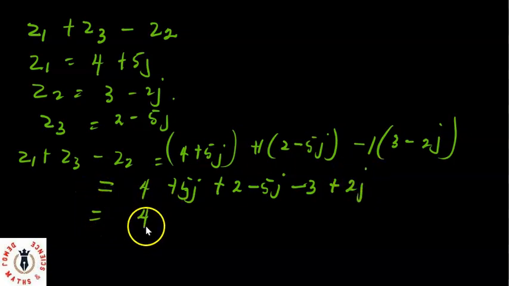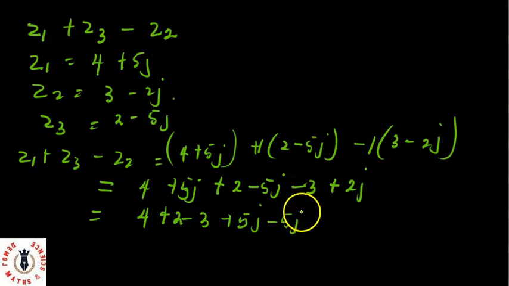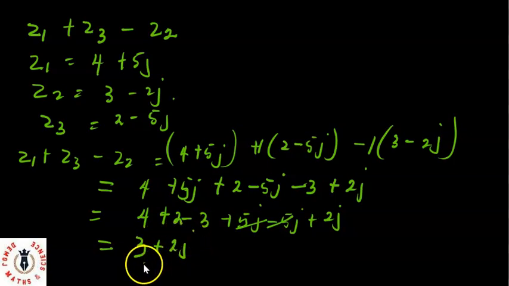So I have 4 plus 2 minus 3, plus 5j minus 5j plus 2j. I've collected like terms. So now I can conclude my summation. 4 plus 2 minus 3, that's 3. Plus 5j minus 5j, that's 0. Then I'm left with plus 2j. So I have 3 plus 2j. So that's the summation of z1 plus z3 minus z2. With this, I hope you understand the addition and subtraction of complex numbers.